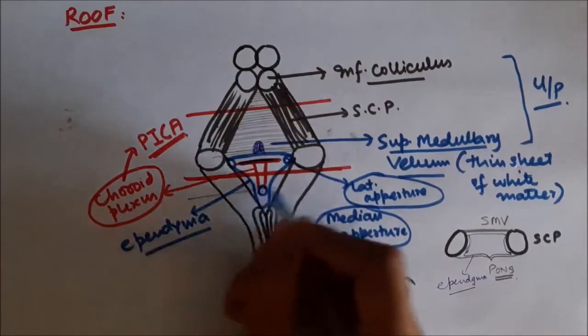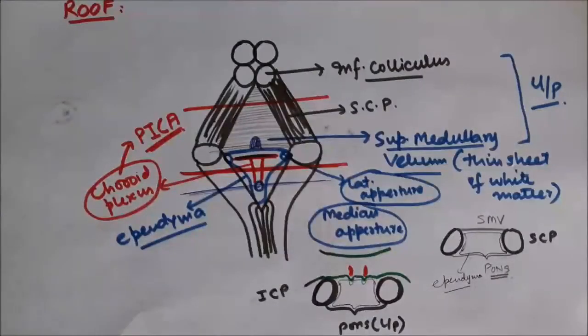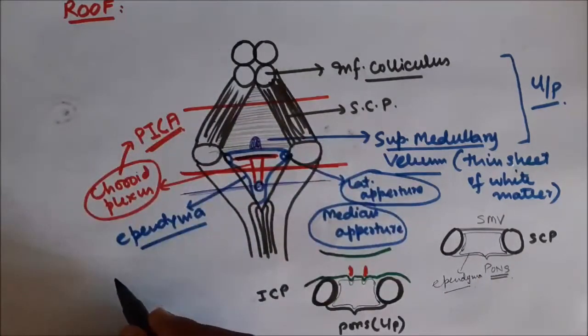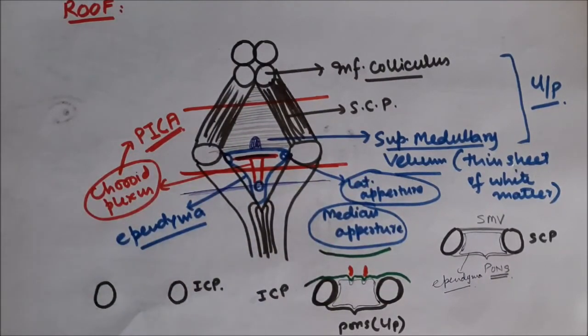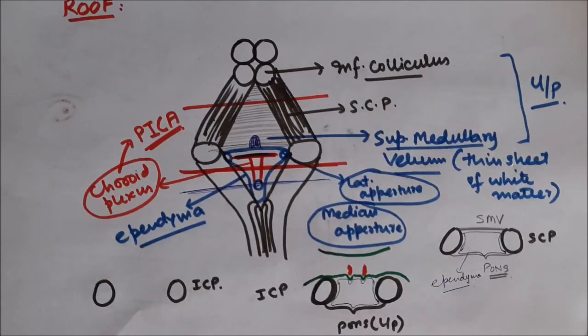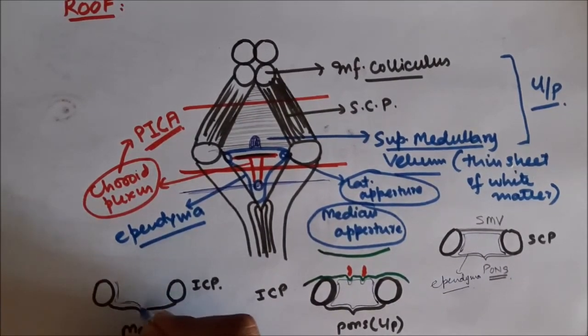Now if we take another section at the level of the median aperture, at the level of the foramen of Magendie, it will pass through the medulla. Okay, so in this section again we have two inferior cerebellar peduncles. So these are inferior cerebellar peduncles. The floor in this case is formed by the medulla oblongata. So the floor is formed by medulla, and then there is lining of ependyma.